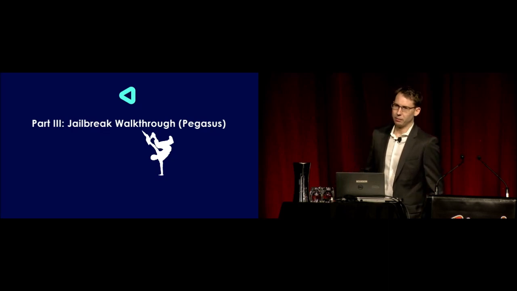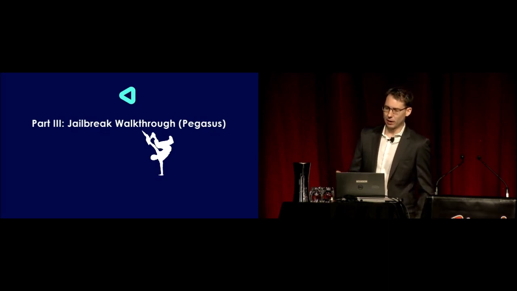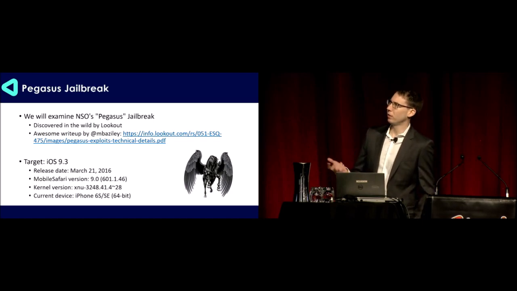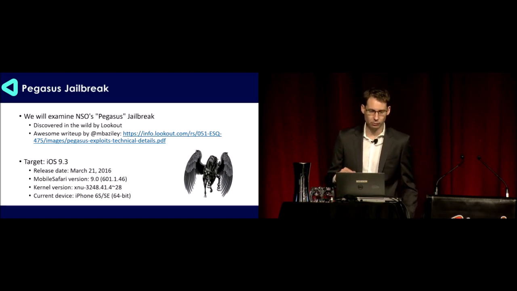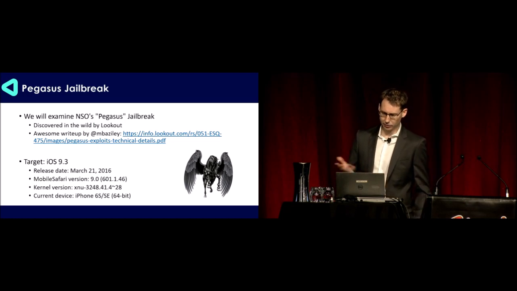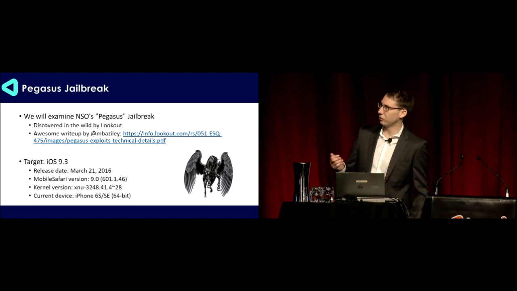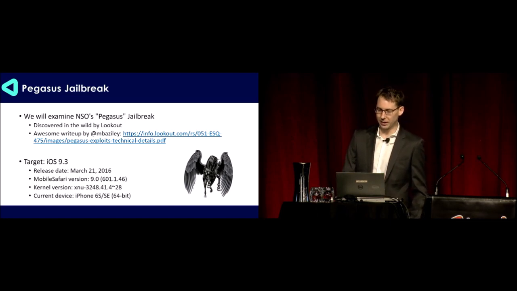So now that we've talked about the five typical stages, I wanted to look at the Pegasus jailbreak. This was caught in the wild and targeted a number of iOS versions, but basically iOS 9.3 was about current when it got found. This was a 2016 jailbreak, and this guy, Max, did a really excellent write-up of this and a talk about it, which you can go and look at for more of the details.